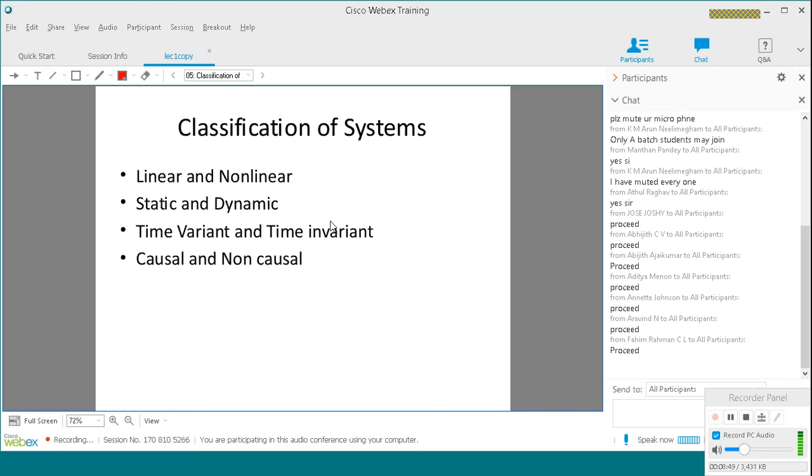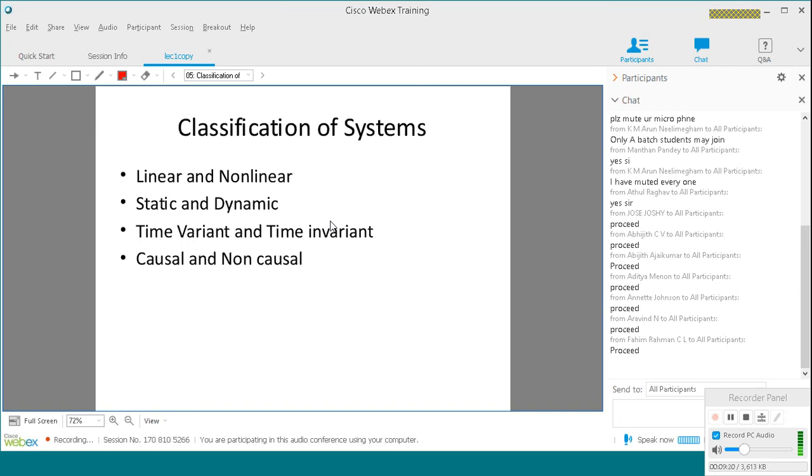So I will give the example for a non-linear system. Diode is an example of a non-linear system. The voltage and current are related by an exponential term, not a linear relationship of the form y equal to mx. Linear systems satisfy the principle of superposition and homogeneity. Non-linear systems do not satisfy the principle of superposition and homogeneity.